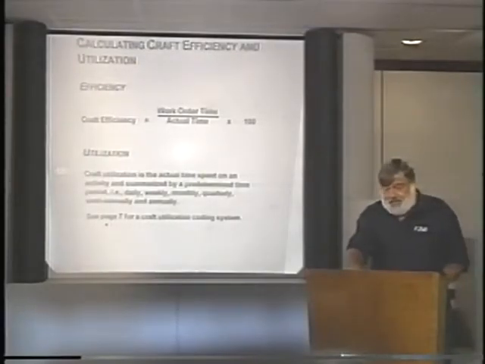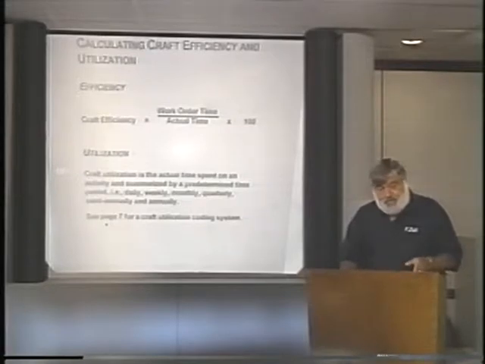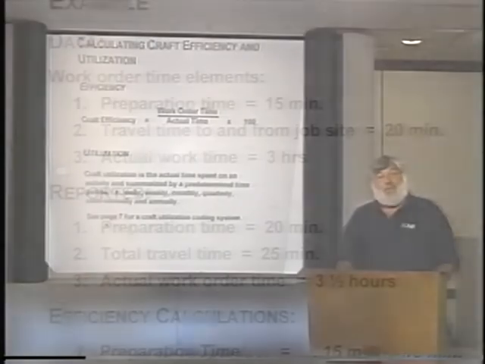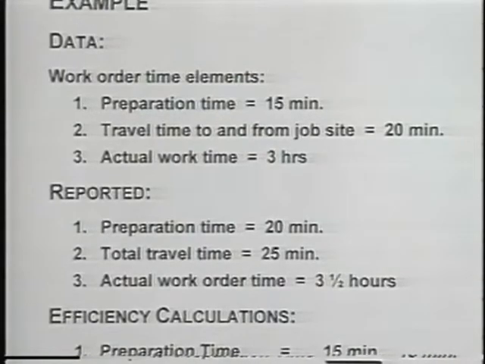Now, moving on to page number 5, which is also continued on page number 6, is this maintenance work order example. If you look at the top of page number 5, you'll notice that we have some work order time elements that are given. In other words, the preparation time is 15 minutes. The travel to and from the job site is 20 minutes. And the sum of all of the actual work time elements is 3 hours.